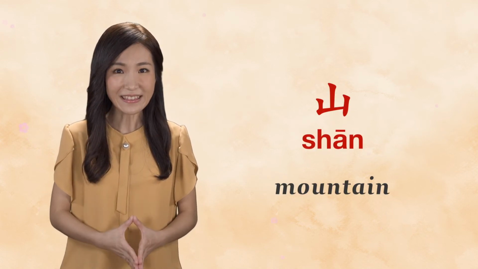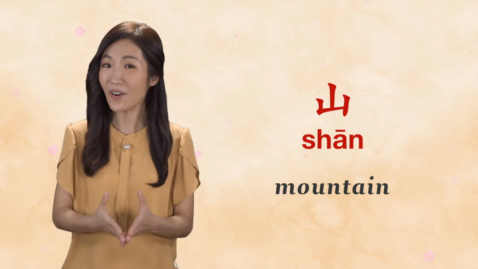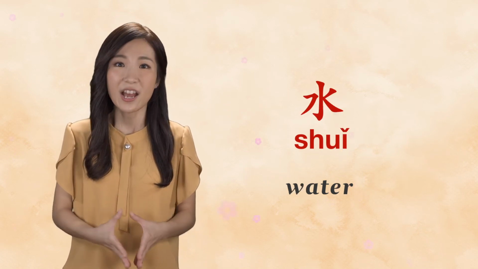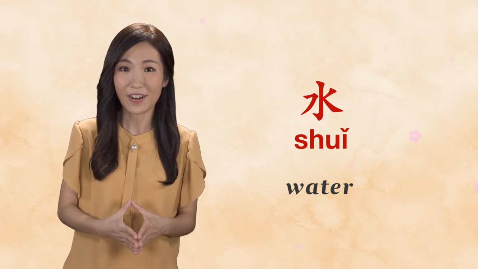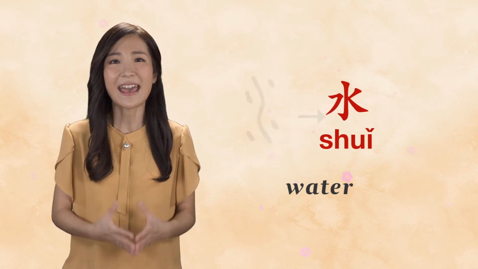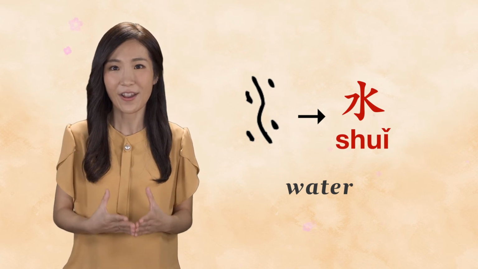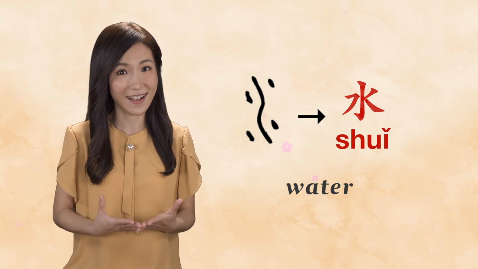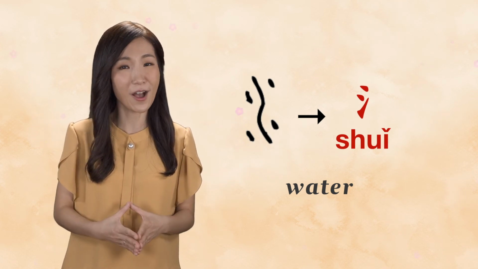Now, let's look at a few characters that have to do with nature. 山, pronounce with me. 山. This means mountain, as we saw before. 水, pronounce with me. 水. This means water, and it used to be written as an image of a flowing stream. This modern character is also sometimes written in another form, which kind of looks like 3 drops of water.